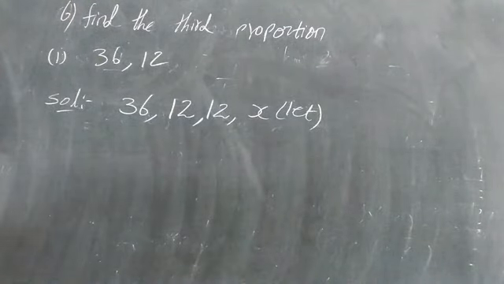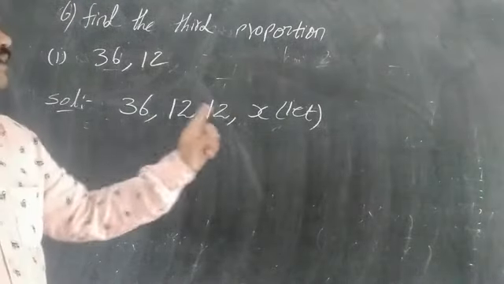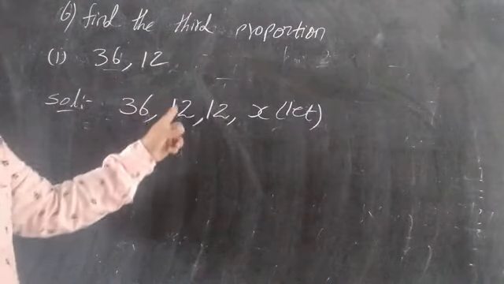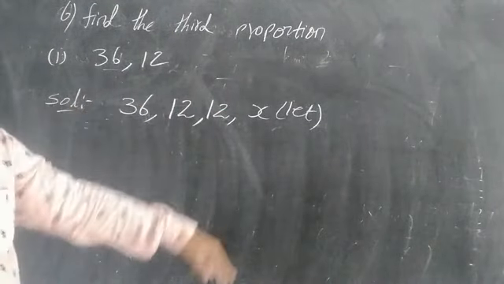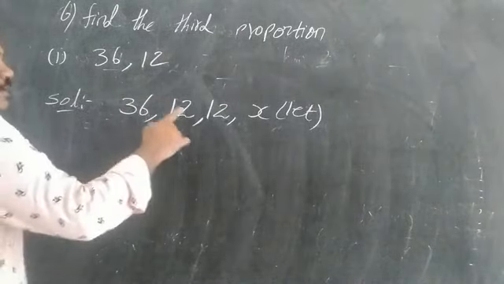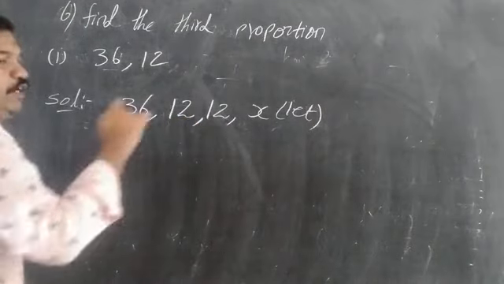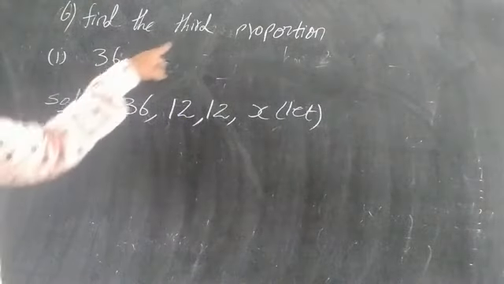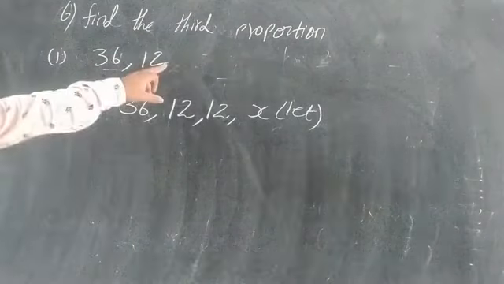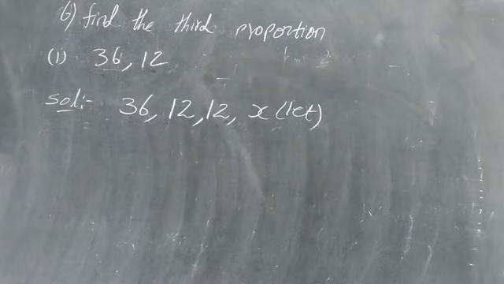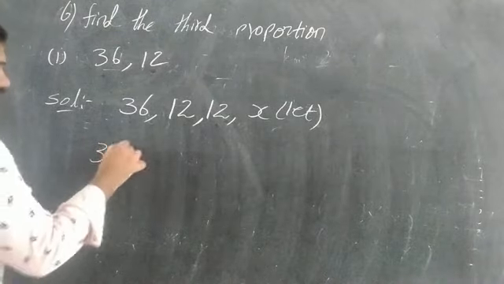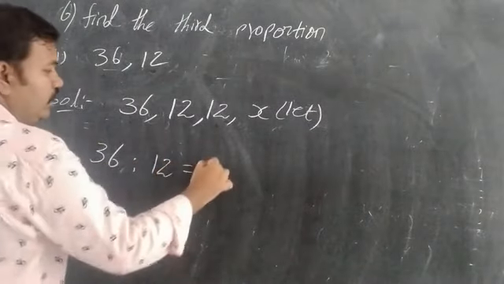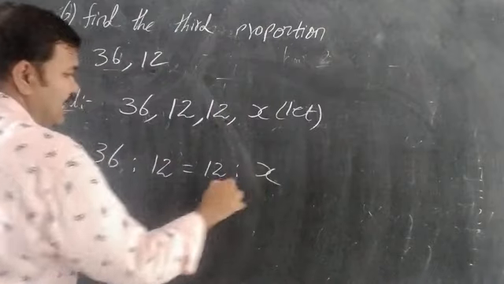We have to write in this order: 36, 12, 12, x. Why did I write 12 two times? Because the question is given with third proportional and only two values are given. If three are given, the third place will become x, but only two values are given, so the middle two will be the same. Now writing that, 36 is to 12 is equal to 12 is to x.